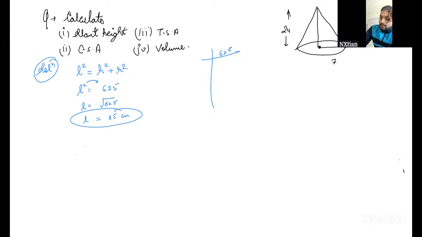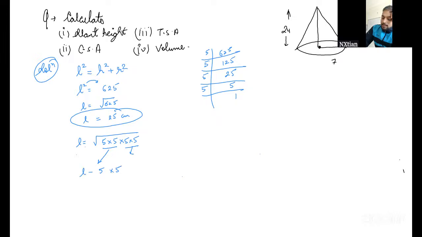Okay, so 625. Then you will take that, which table does it come in, 5. So 125, and then 5 divisible. Then it becomes 25. Then again 5, then 5, and then 1. So it means root of 625 can be written as 5 into 5 into 5 into 5. Now I will make pairs of 2, 2. Out of this, only one 5 is allowed to come. So L is equal to 25, like this. Understood?